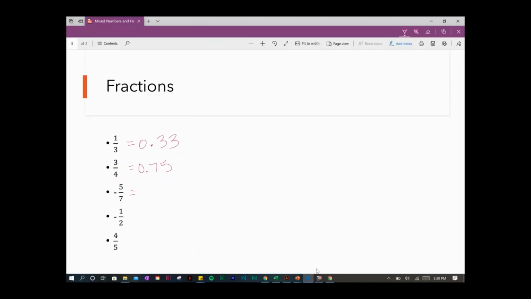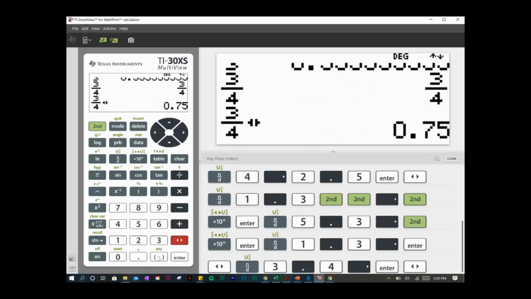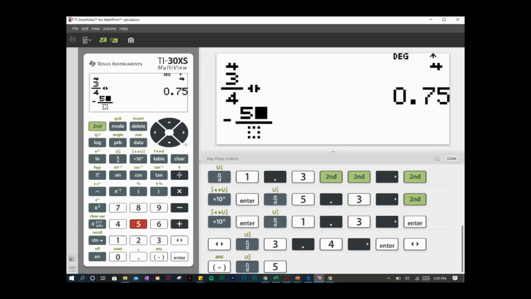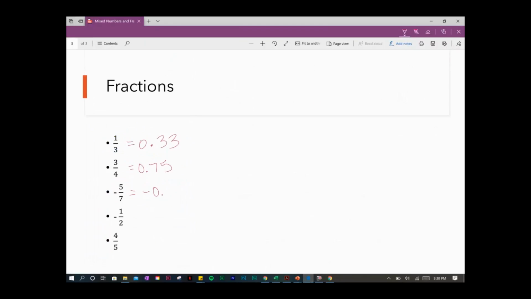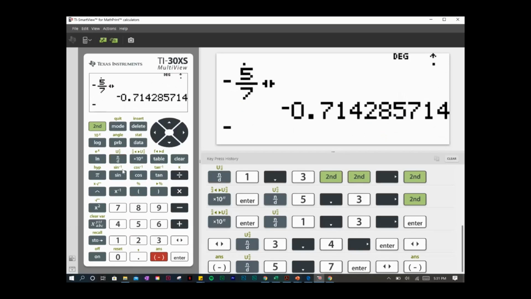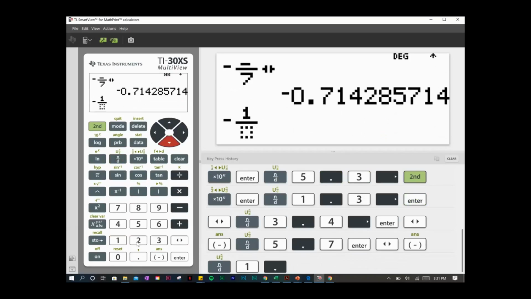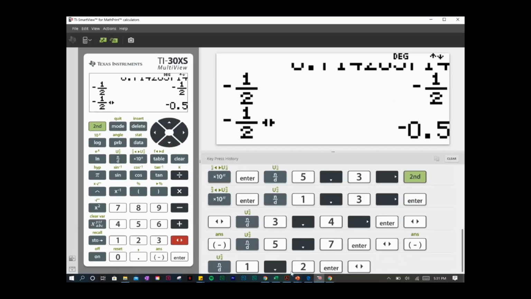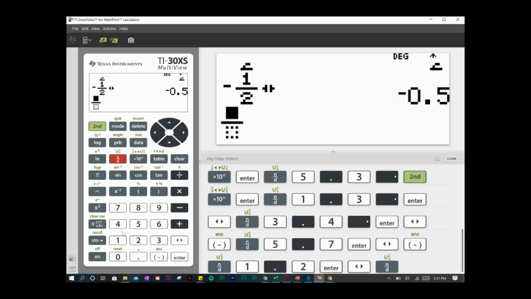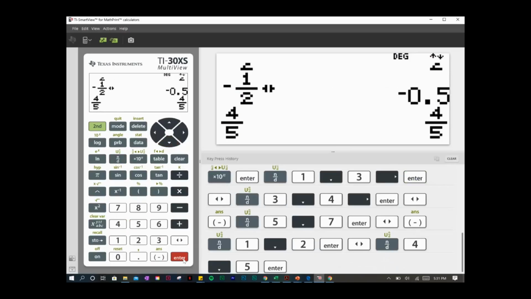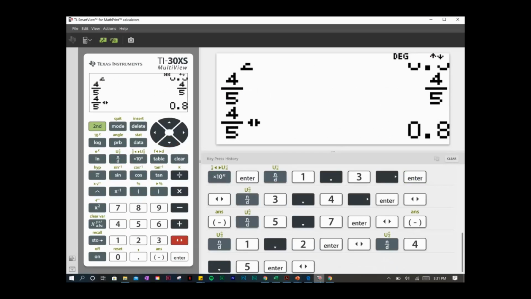-5/7, since 5 is not greater than 7, it's not going to go to a mixed number, so we're going to type in negative. Then the fraction button, 5 down 7, enter, toggle, -0.71 if I round it to 2 decimal places. -1/2. So again, you've got to type in that negative first, then the fraction, 1, down arrow 2, enter, toggle, -0.5. And then the last one here, 4/5. So again, fraction button, 4, down arrow 5, enter, toggle button, 0.8.